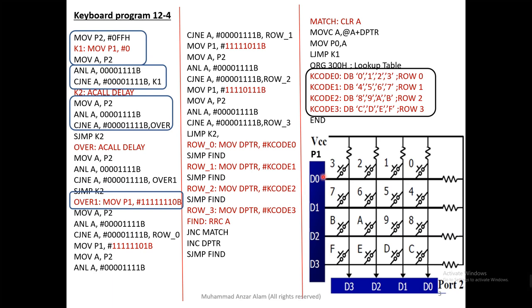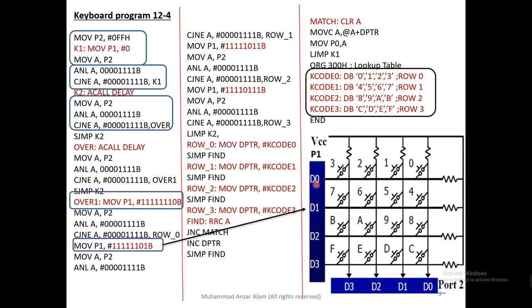Why will we have the first row become 0? We will have the first row to identify if any one of the 4 switches along row 0 is pressed or not. So we have to place 0111 in order to identify if one switch at row 0 is pressed or not. And if no switch is pressed, then we will have this value 1011.